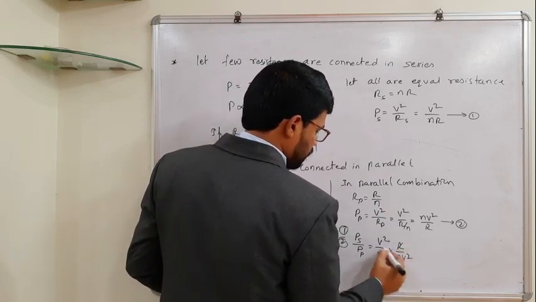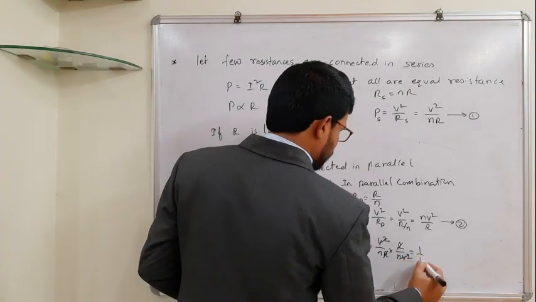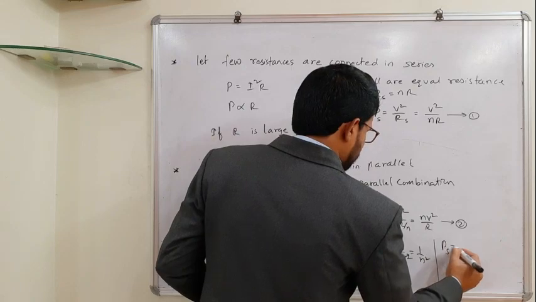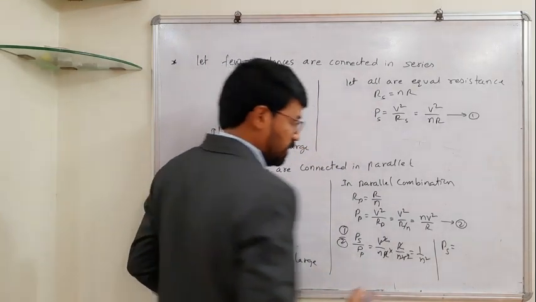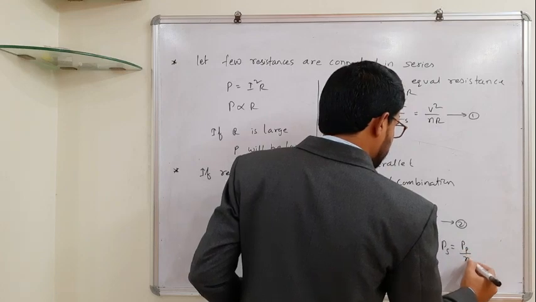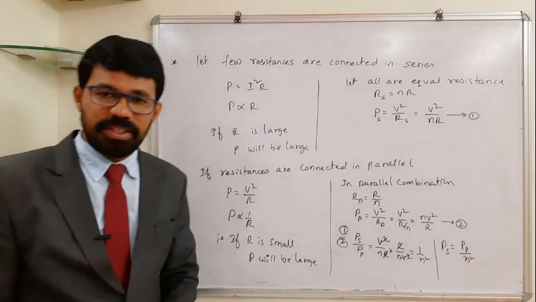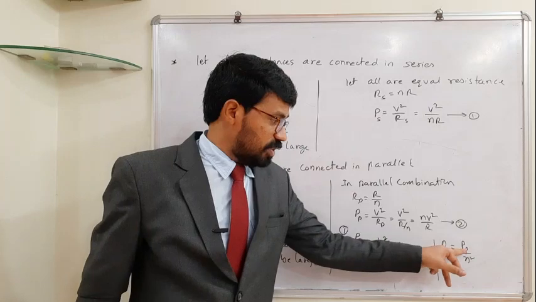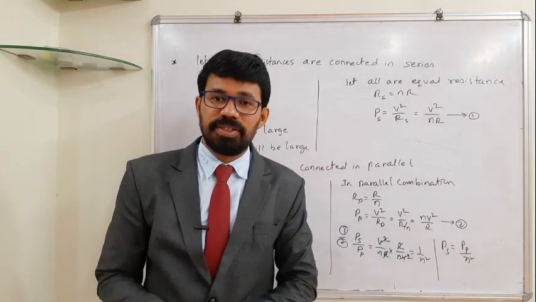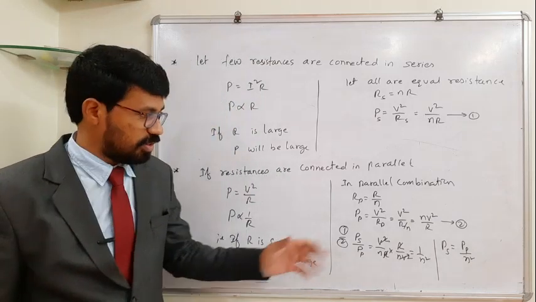So here R gets cancelled, V square gets cancelled, you will have 1 by n square. Or what you can write, power consumption in the series combination is equal to power consumption in parallel combination divided by n square. That's how you can write the relation. Or P subscript P, power consumption in the parallel combination is equal to n square into power consumption in the series combination. So that's what the conclusion is.